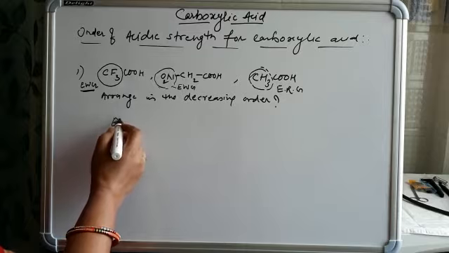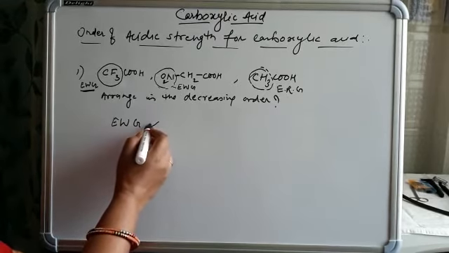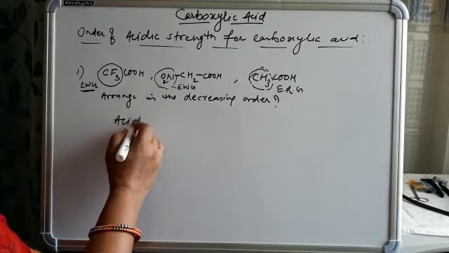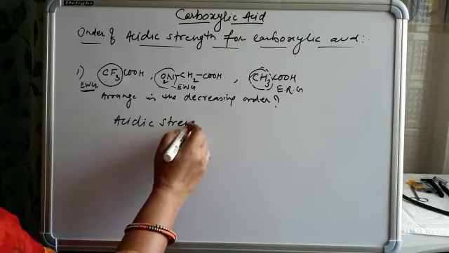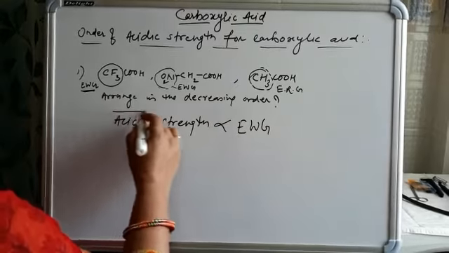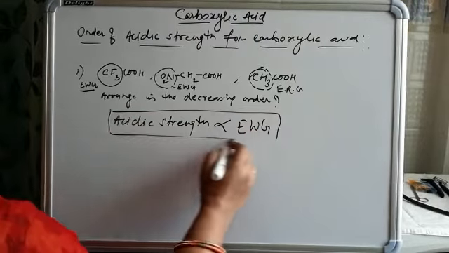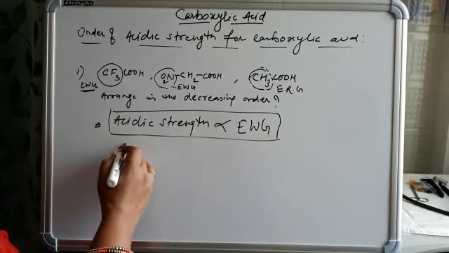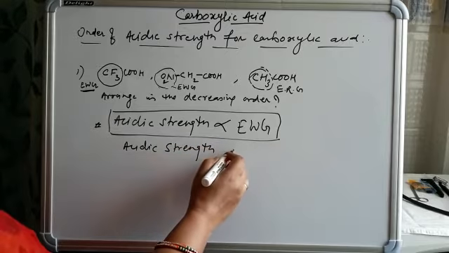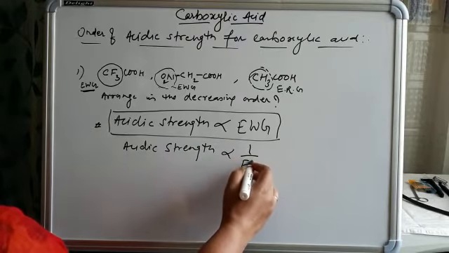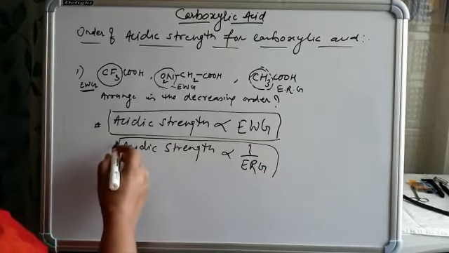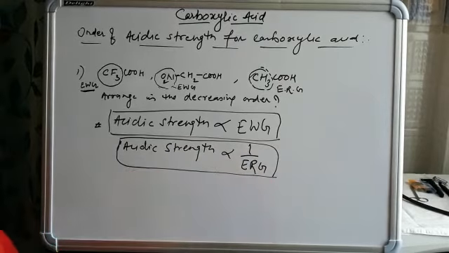As we know, acidic strength is directly proportional to electron withdrawing group, and acidic strength is inversely proportional to electron releasing group. So in this way we can easily arrange the given compounds in the decreasing order.